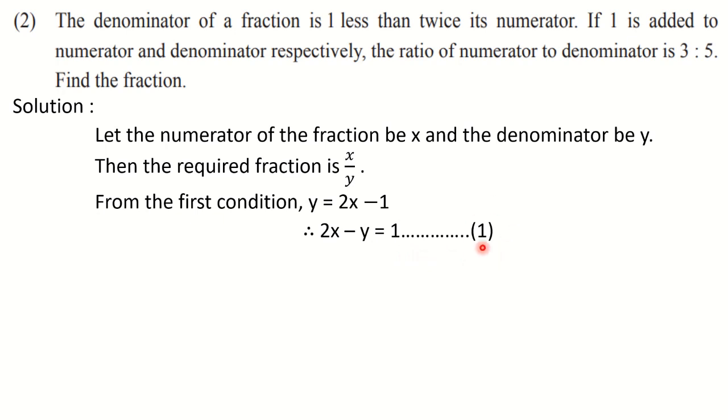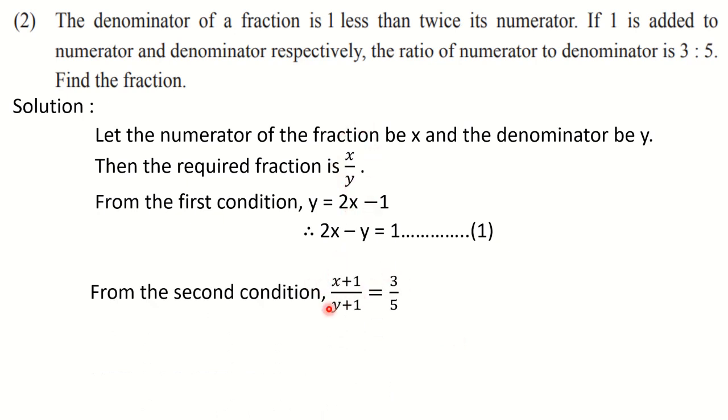Okay, now let us make use of the second condition here. If 1 is added to numerator and denominator respectively, here in both the places we are going to add 1. So this is going to become x plus 1 and this is going to become y plus 1. And then the new ratio will be 3:5. That means 3 upon 5. So what we can write down from the second condition is, see, in both the places 1 is added.